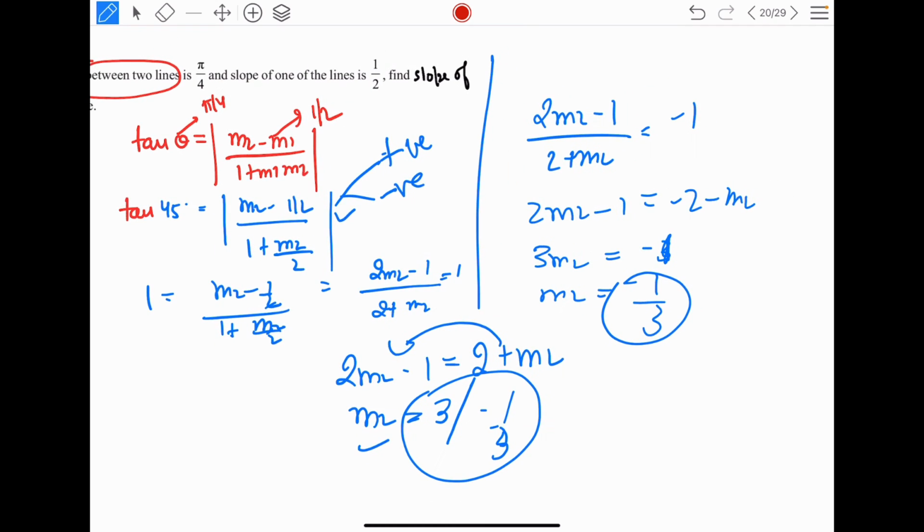Alright. So the question is very simple. The angle between the lines is given, one slope is given. Just use the formula tan theta is equal to m2 minus m1 upon 1 plus m1 m2, and you get the slope of the other line. Another thing you have to remember is that we are taking the modulus. The modulus of both positive and negative always gives a positive only. So you have to take into consideration both the positive value and the negative value, so that you can solve the modulus properly.